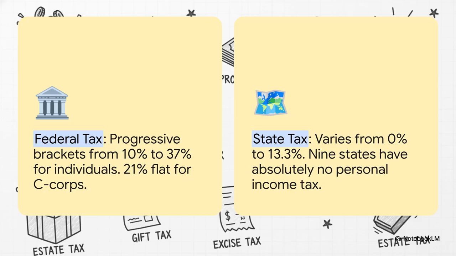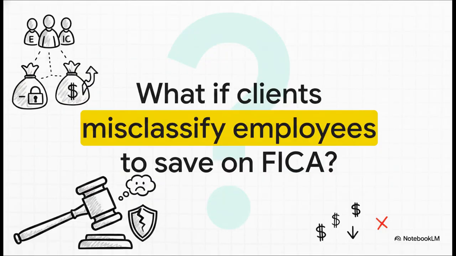Rates can go from 0 all the way up to 13.3%. In fact, there are 9 states that impose absolutely no personal income tax at all. So practically speaking, your client's geographic footprint fundamentally changes their income tax burden. That brings us to our second heavy hitter, payroll taxes. These are what fund Social Security, Medicare, and unemployment. Now, employers and employees each pay a 7.65% FICA tax, making it a combined 15.3% on wages.